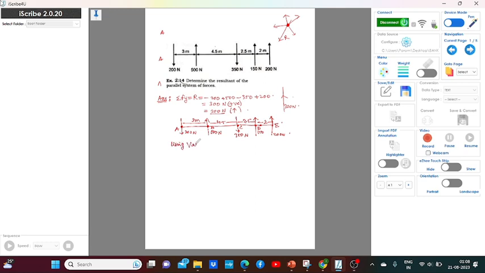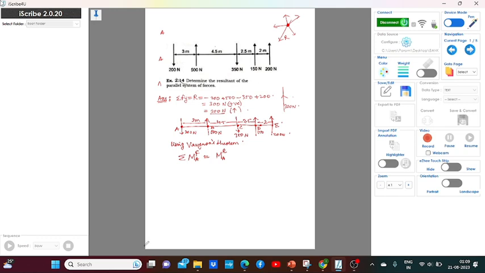By using Varignon's theorem, which states that the summation of moments of all the forces at point A is equal to the moment of the resultant at point A. Which means if I take the summation of all the moments of these forces at points B, C, D, E and add them up, that will be equal to the moment of the resultant at point A.